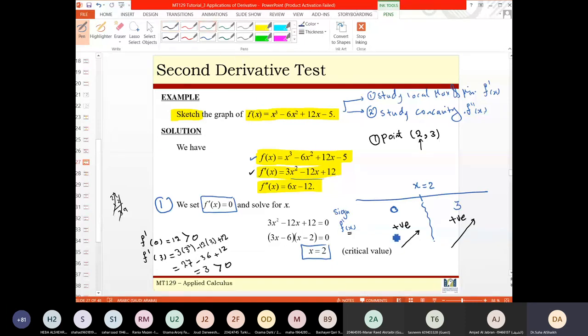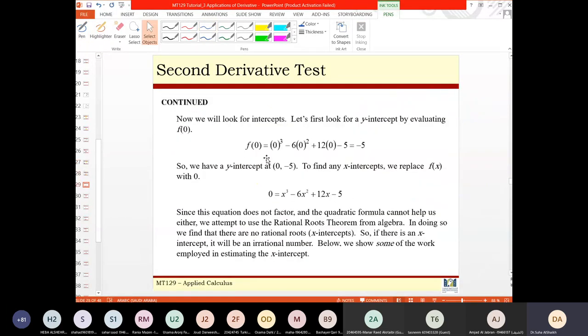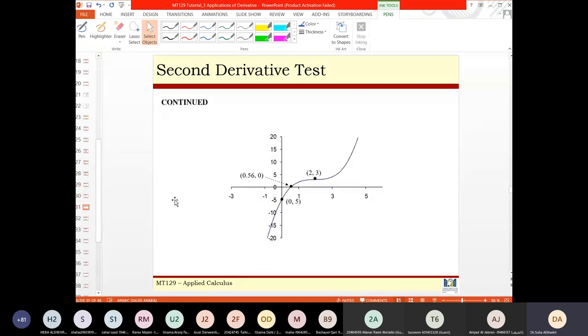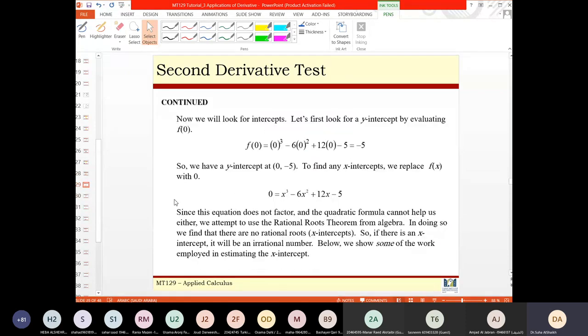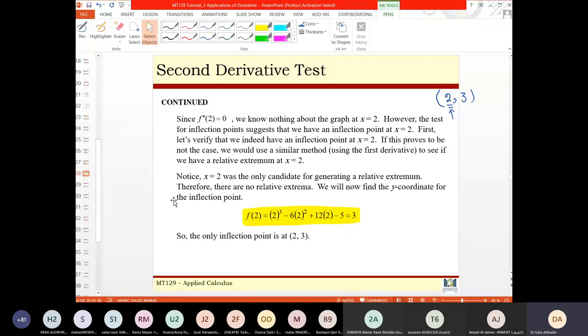What should I do in step number 2? I have to let f double dash equal to 0. I get a point, and I study if it is concave up or concave down. So where is step number 2? They didn't do it here. Yeah, this is step number 2, by letting f double dash of x equal to 0.